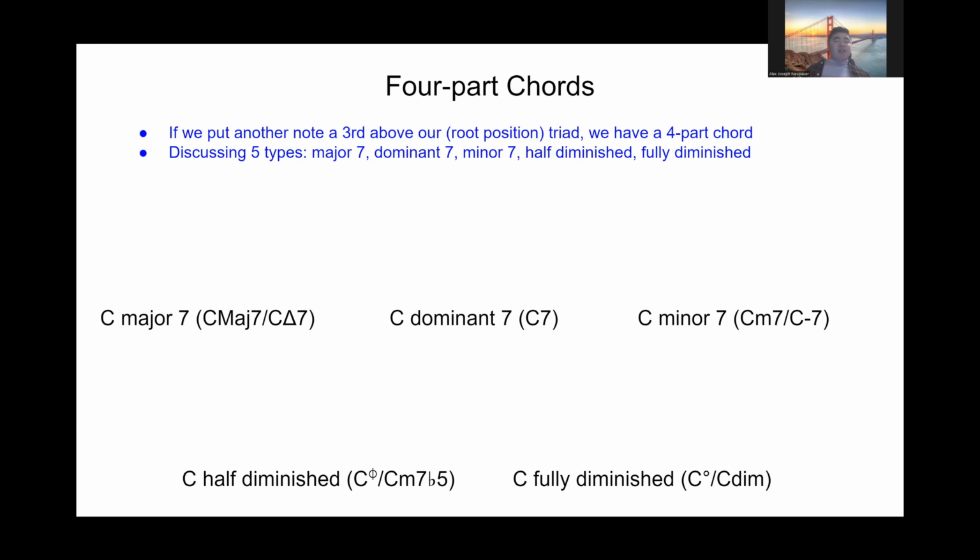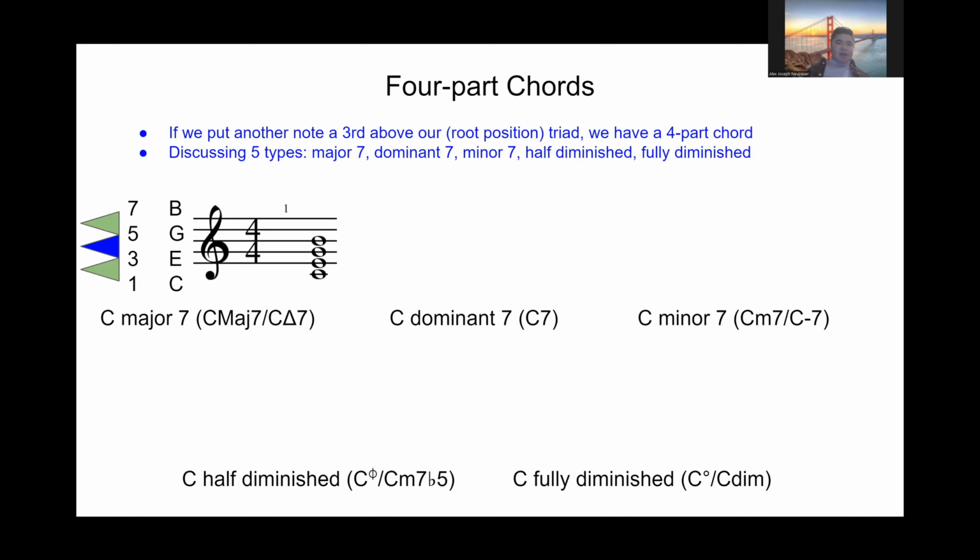Let's think now back to our root position triad. What if we added another note a third above the triad? Now we have a 4-part chord. So let's first talk about the C major 7. As you can see, we're using scale degrees 1, 3, 5, and 7 to construct this chord.